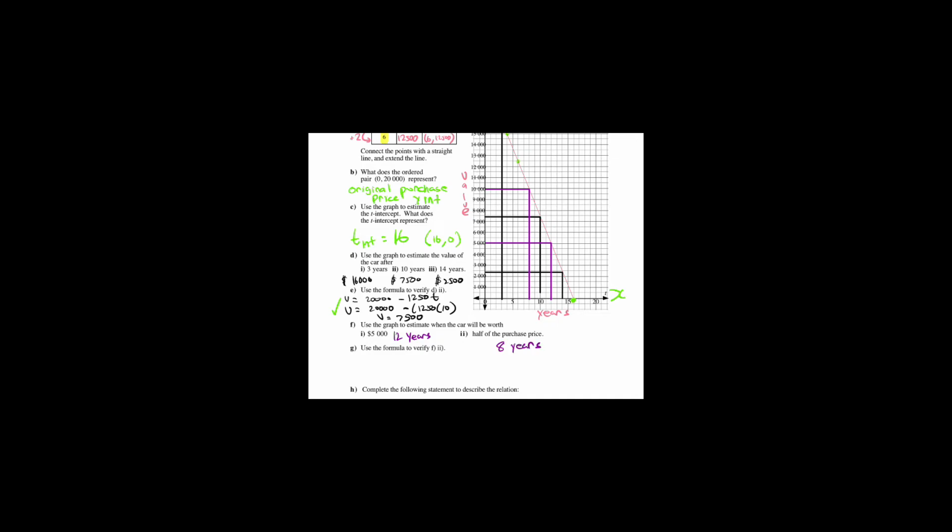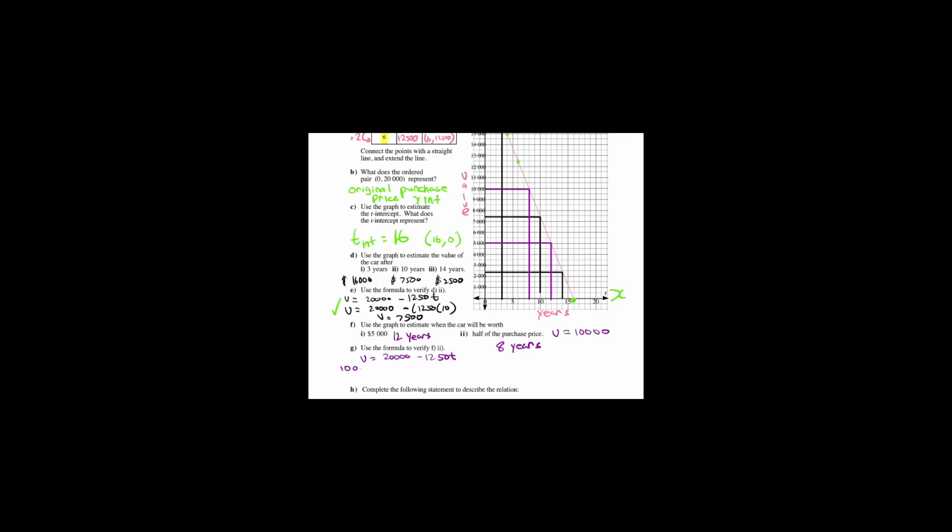And again, they want us to take our original formula, which is V equals 20,000 minus 1250t, and we want to verify the answers that we got in part F using our graph. So this 8 right here is what we're trying to verify, and the value at this point was 10,000. That's half the purchase price.